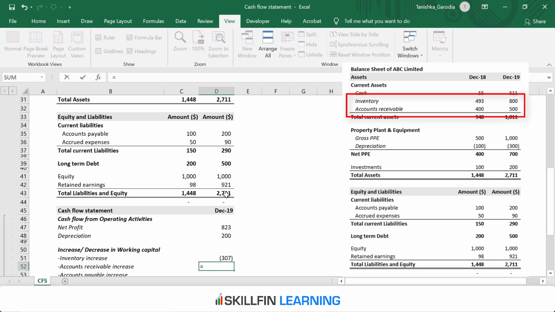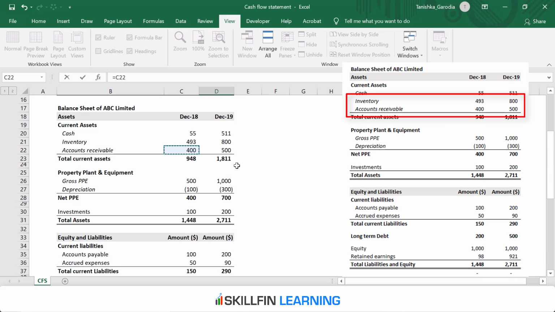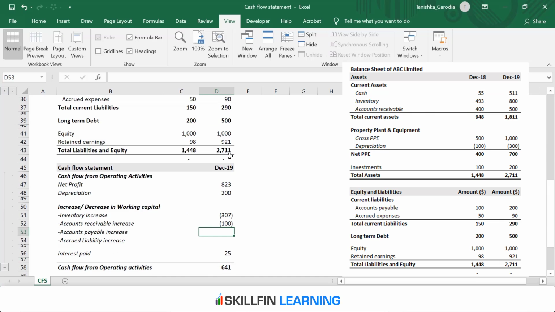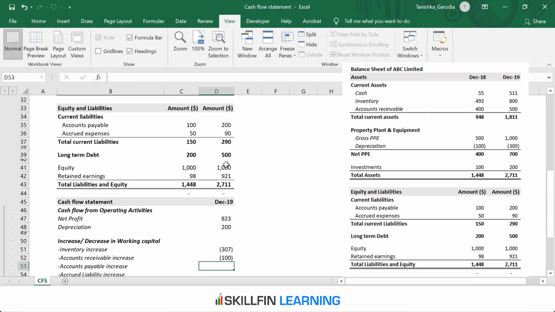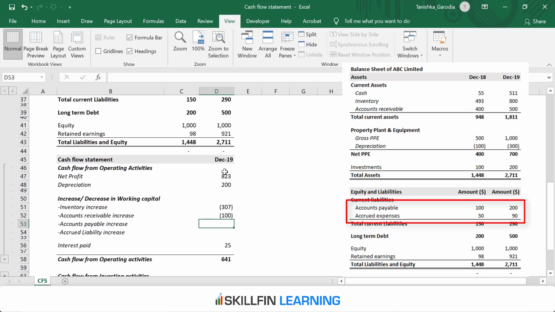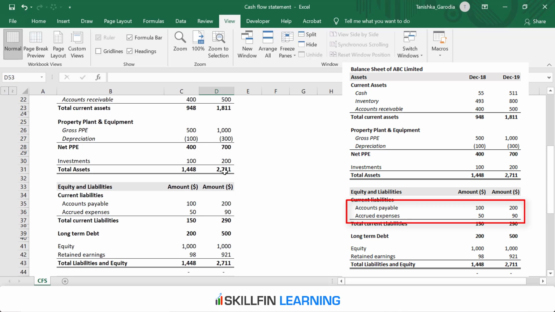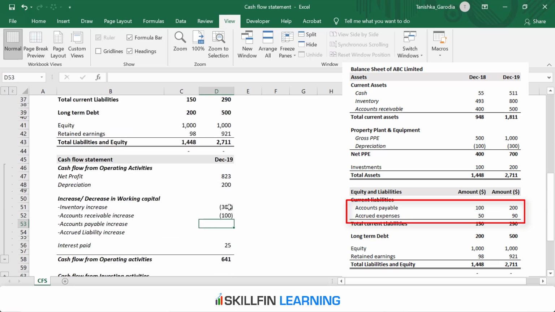Similarly, accounts receivable increase is 400 minus 500, negative 100. Now we will adjust for the changes in the current liabilities. So in current liabilities, we have accounts payable, which changes from 100 to 200, and we have accrued expenses, which changes from 50 to 90. Increase in accounts payable and accrued expenses is a cash inflow for the company.